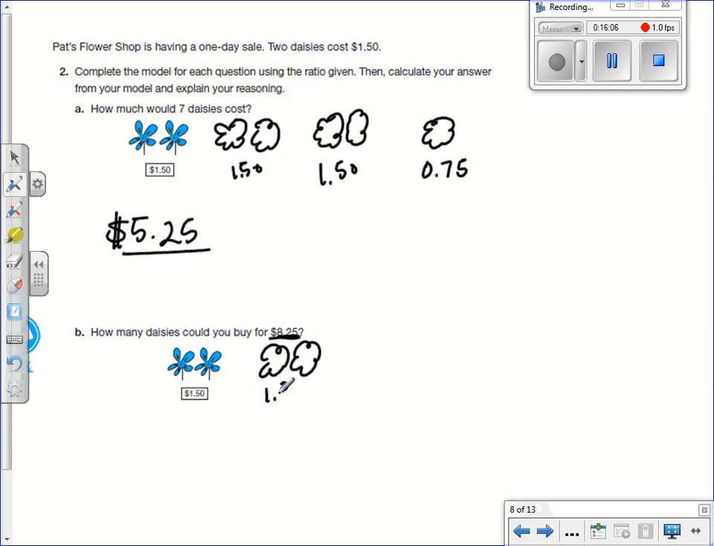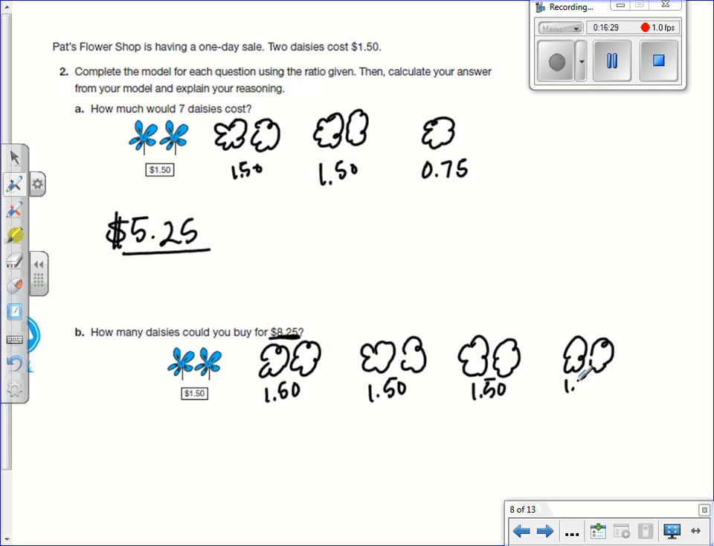So if we have another $1.50, we're standing at $3 right now. If I added 2 more, I would be at $4.50. If I added 2 more, that would be $6. Can I add another? Hopefully you're saying yes. So I add 2 more. This is $3 more, that's $7.50. Can I go another $1.50?